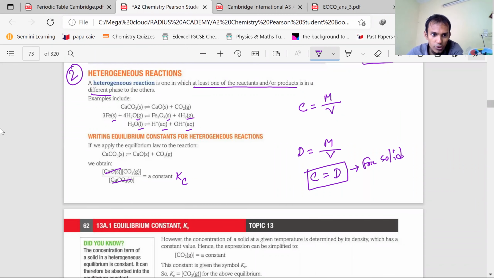So these two constants will be incorporated inside the Kc expression. Since Kc is a constant, these two are also constant, which this value will be incorporated inside the Kc, and the true Kc for this reaction will be nothing but the concentration of carbon dioxide only. Do you understand?